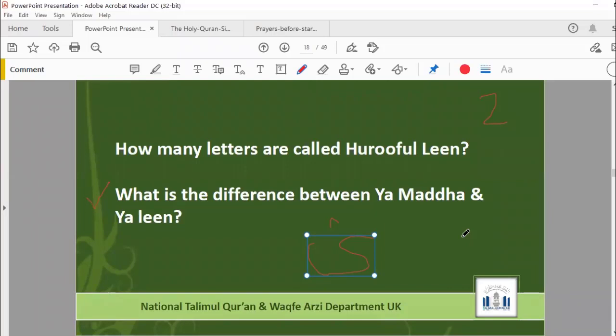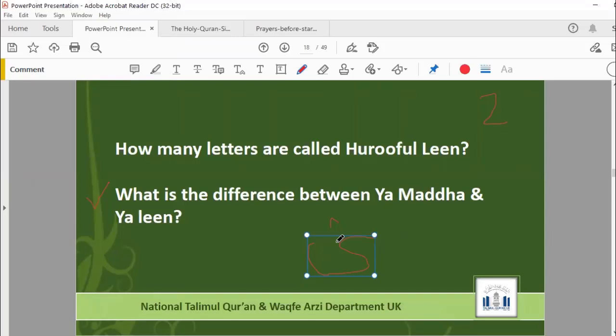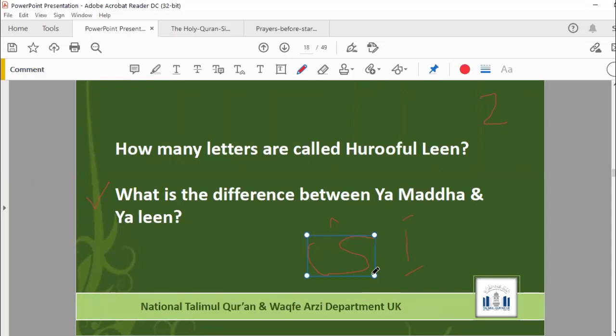Yes, partly your answer is correct. When the Ya has a sukun and the preceding letter has a fatha, then it is a gliding vowel, a Ya Lean, yes? When the preceding letter has a kasra, then it is a Ya Madda. Did you get my point now?